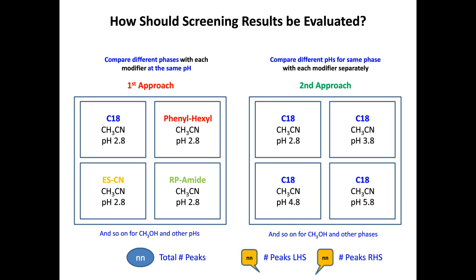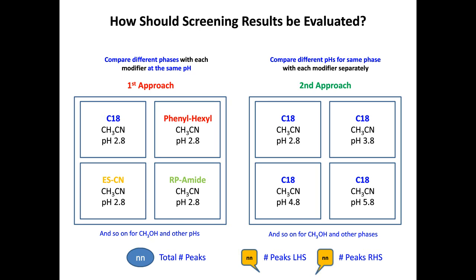Well, how do you go about looking at these? Well, you can look at them at least a couple different ways, where you look at the 4 phases at a given pH with a given organic modifier, and by inspection or otherwise look to see which ones give the best overall separation, the most number of peaks, and the best peak shape. And the same is true for methanol and the other pHs, 3.8, 4.8, and 5.8.